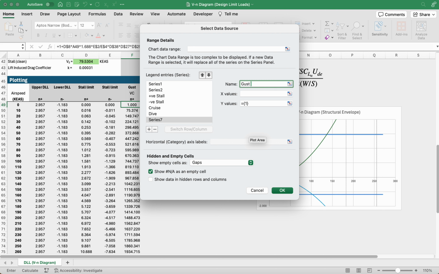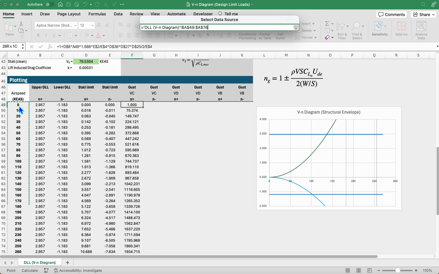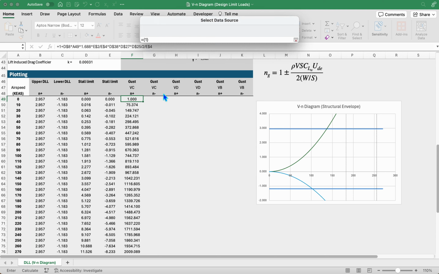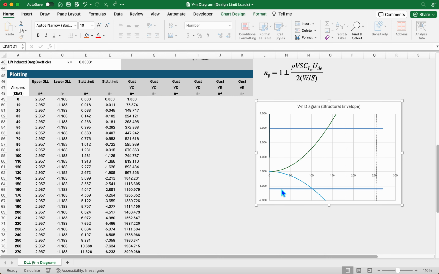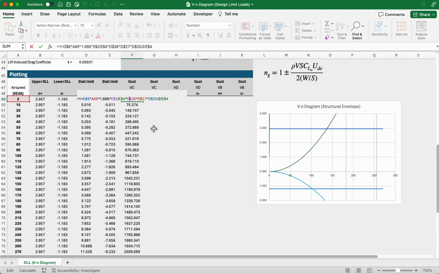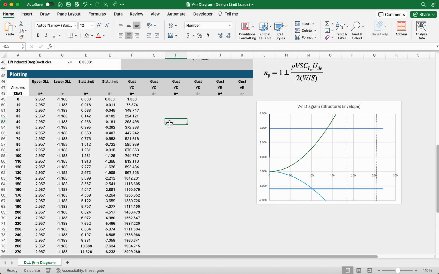We'll call this gust and cruise. Actually, instead of cruise, I'm going to write 50 feet per second so we know the gust velocity in the actual figure. X coordinates, Y coordinates. Okay, yeah, basically this straight line. So maybe so these videos aren't too long, I'll stop this video here. I'll try and figure out what's wrong, and then we'll finish this up in part 3.